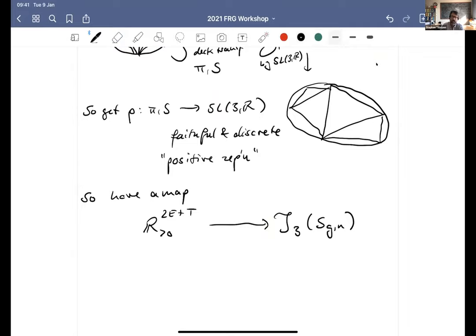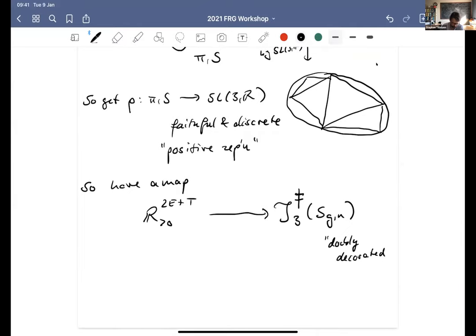But in this case, I actually have these decorations. I have two decorations for each cusp. I have one vector and one covector decoration. And so this is sort of indicated by the symbol here. So these are doubly decorated real projective structures of finite volume.